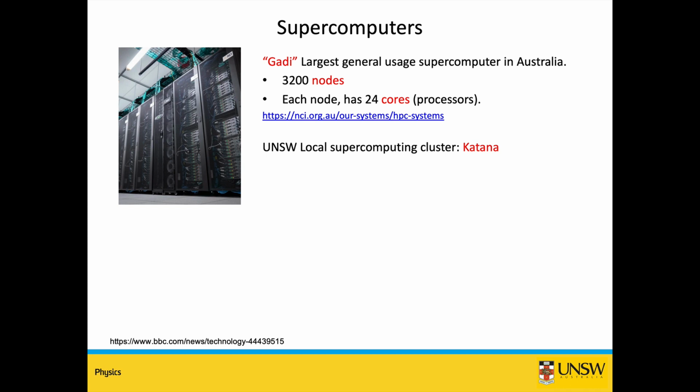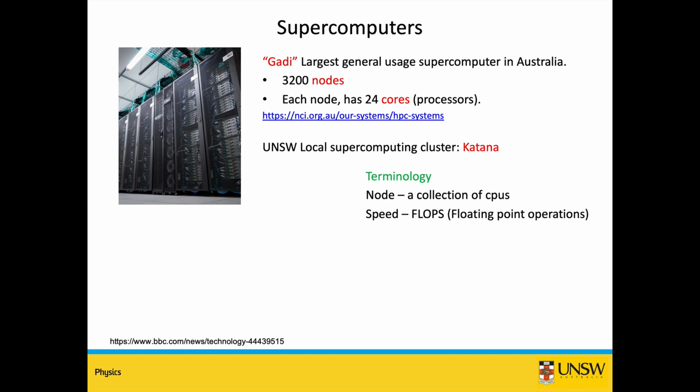One example of a supercomputer is the Gadi cluster, which is located in Canberra, Australia. This organization, the National Computational Infrastructure in Australia, manages these supercomputing clusters for general usage. And the Gadi cluster is one of the largest in Australia, and it has about 3,200 nodes, and there are 24 cores or processors per node. And UNSW also has its own local supercomputer. It's called Katana, but it's not as big as Gadi. In fact, it's very small.